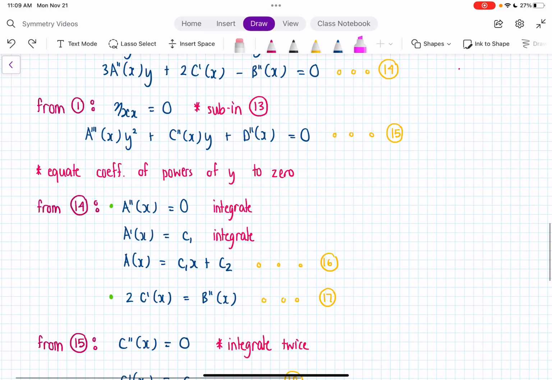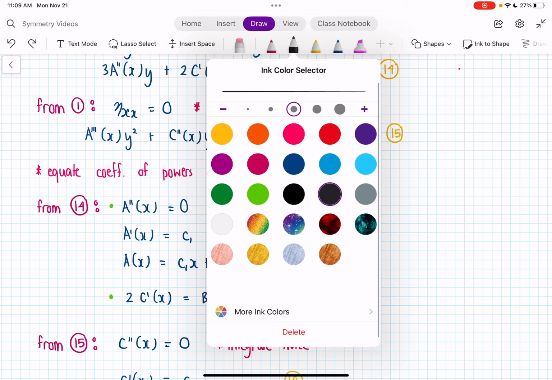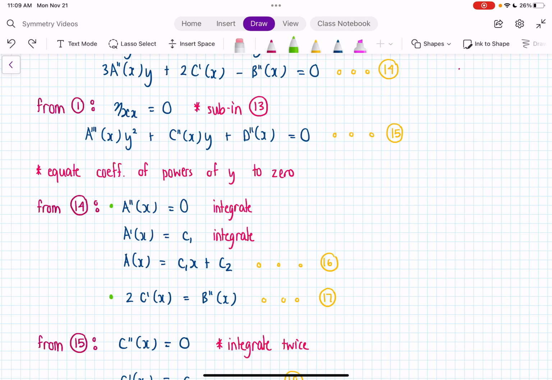And that gives us... we integrate, so this is my y to the power 1 from equation 14. The 3 is irrelevant. So we then have, this is what we had. We integrate once, we get a prime is equal to c1, where c sub 1 is just a constant. And then we integrate again, and that gives us a definition of a of x in terms of some constants c sub 1 and c sub 2.